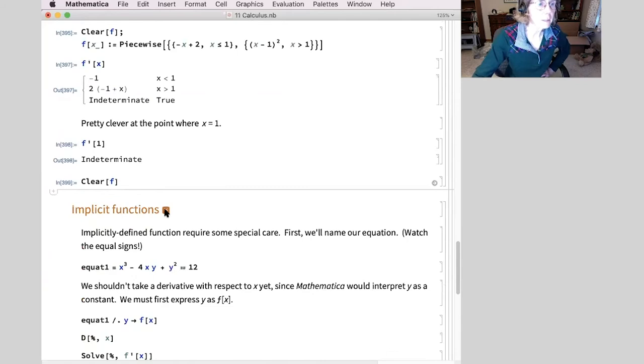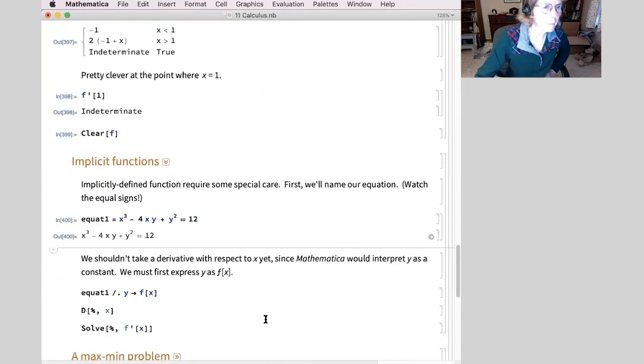Implicitly defined functions. All right, here I'm going to do this in a slightly more efficient manner. I'm going to give a name to my equation, but my equation is that. All right, I have a single equal here because I'm naming it, and a double equals here as part of my equation.